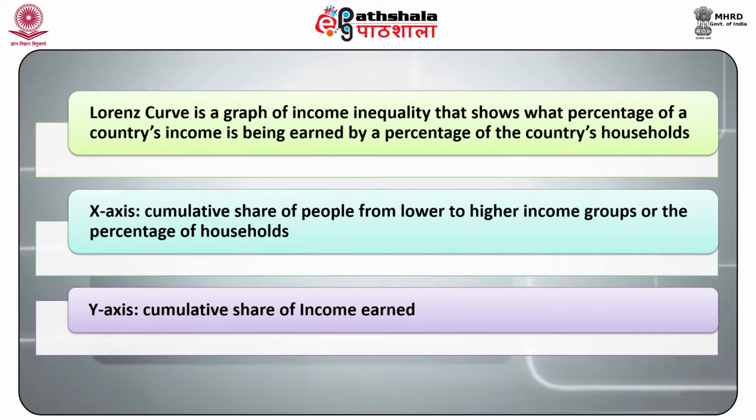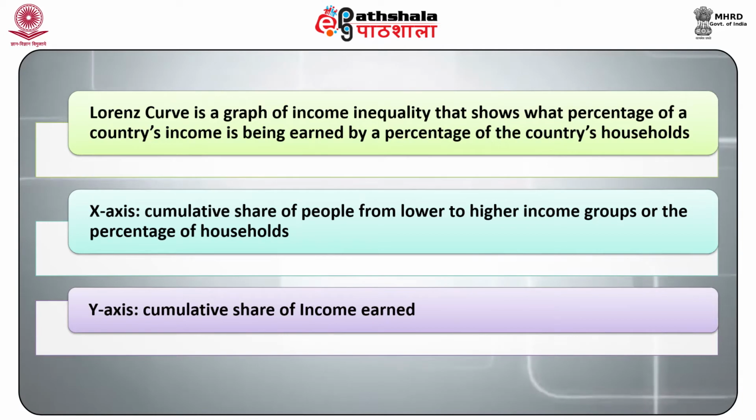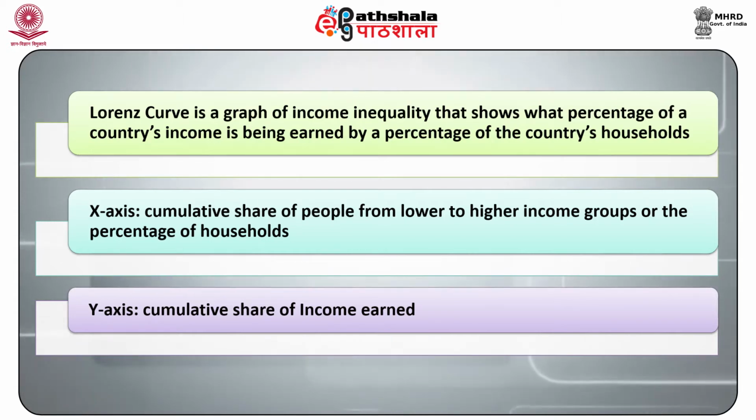The Lorenz curve is a graph of income inequality that shows what percentage of a country's income is being earned by a percentage of the country's households. It was developed by Max Otto Lorenz in 1905 for representing income inequality and wealth distribution. The x-axis of the Lorenz curve represents the cumulative share of people from lower to higher income groups, or percentage of households, and the y-axis represents the cumulative share of income earned. Points on the Lorenz curve represent statements like: the bottom 20% of all households have 10% of the total income.